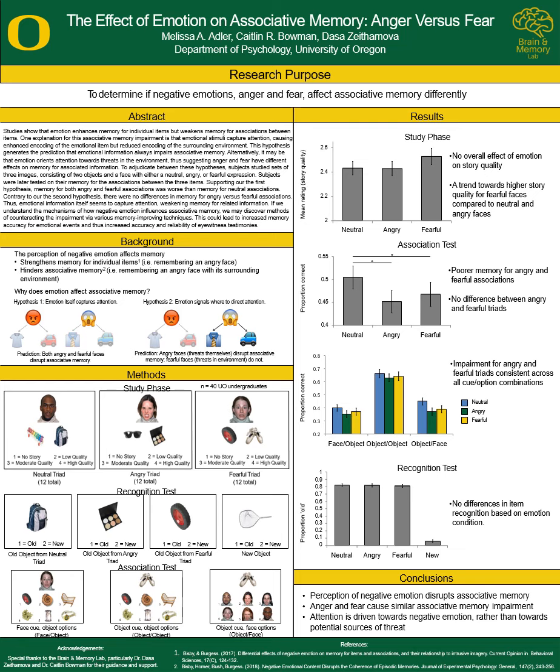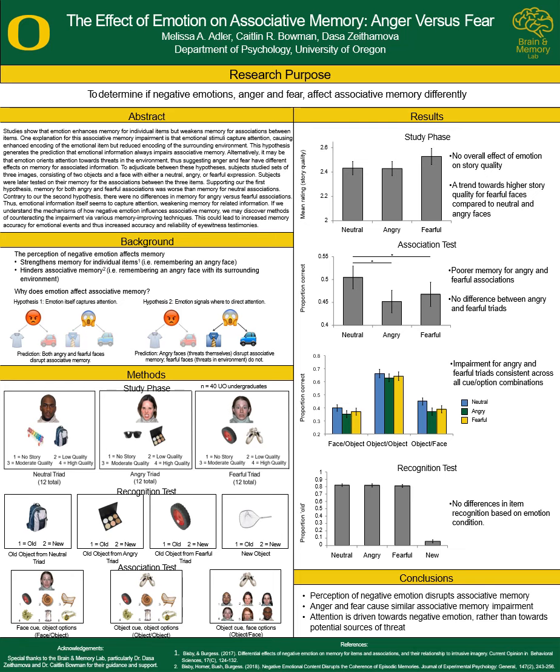In the study phase, our dependent measure of interest was the ratings of story quality. Ratings were numerically higher for fearful triads than for angry or neutral triads, meaning that subjects' self-presumed abilities to form associative memories were highest for the fearful triads. However, differences among conditions did not reach significance.